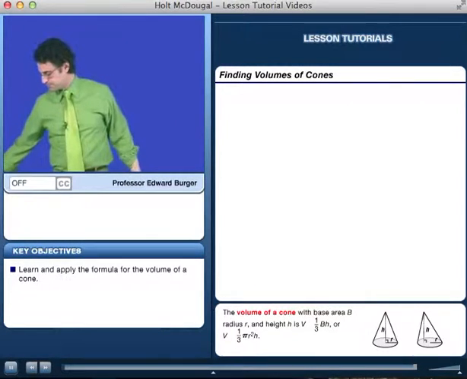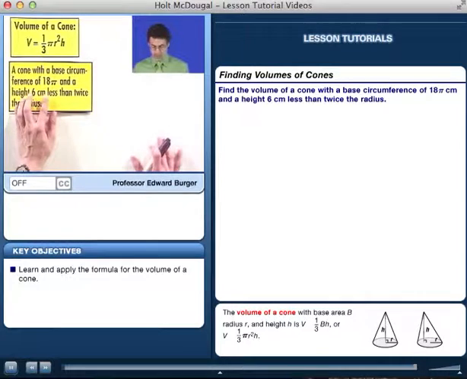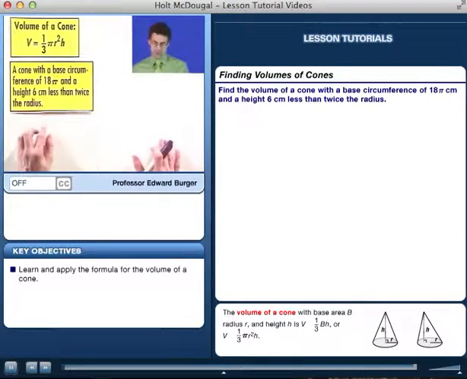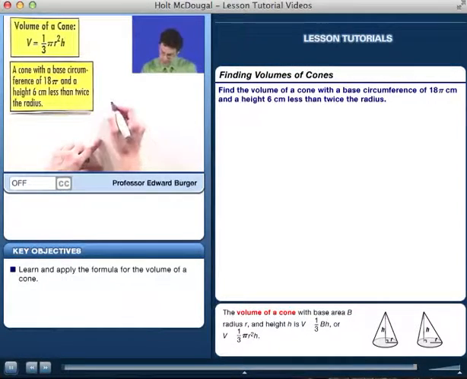A little different. So let's find the volume of a cone with a base circumference of 18π and a height 6 centimeters less than twice the radius. Lots of words here. What's the first thing I would do? Draw a picture. I don't care if the picture's accurate or not. I just want something to be able to hinge my thinking on. So here we go.